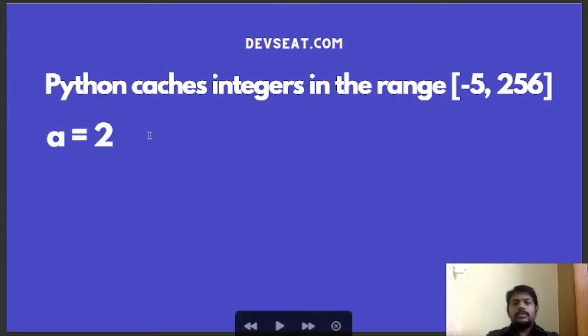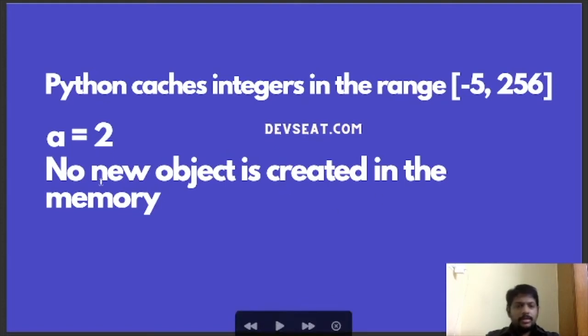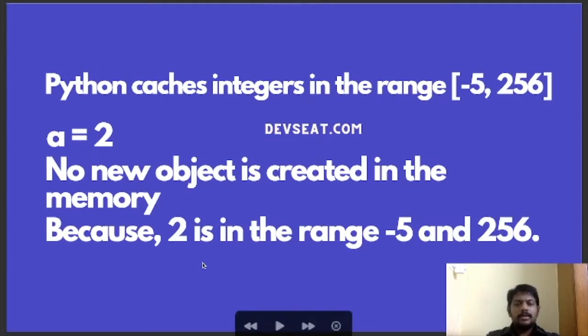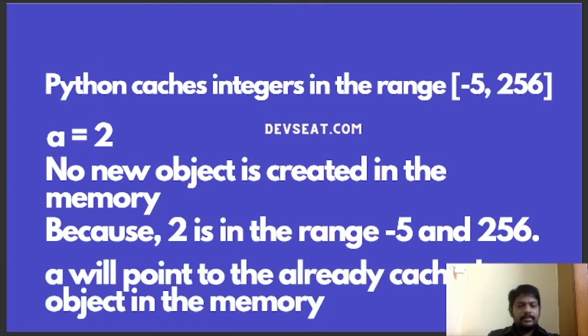a equal to 2, another example. Now 2 is in the range -5 to 256. So what will happen? It will not create any new copy. Instead, it will return the cached version of that particular integer object. Yes, no new object is created in the memory because 2 is in the range -5 to 256. So when I say a equal to 2, a will point to the already cached object in the memory.